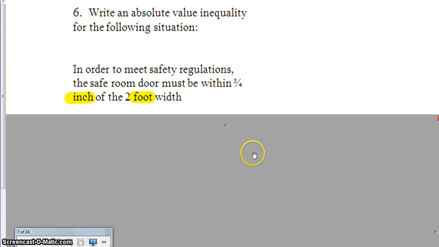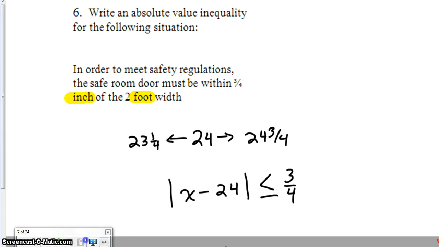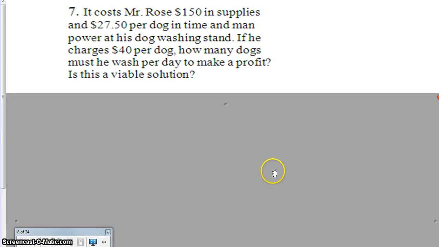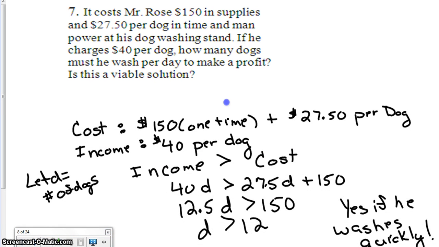Be careful, make sure you change that feet to inches. Now, for the viability of the solution, D has to be greater than 12, which means he has to wash 13 or more dogs. And so your viability would be either yes if he washes quickly, yes if he takes all day to wash 13 dogs, or you could have said no, that 13 dogs is too much for one person to wash in a day. That viability answer would have been up to you.